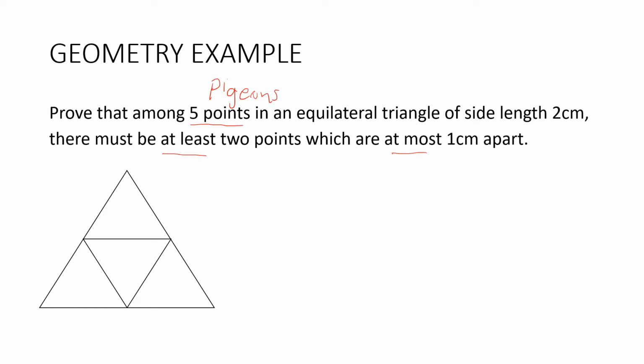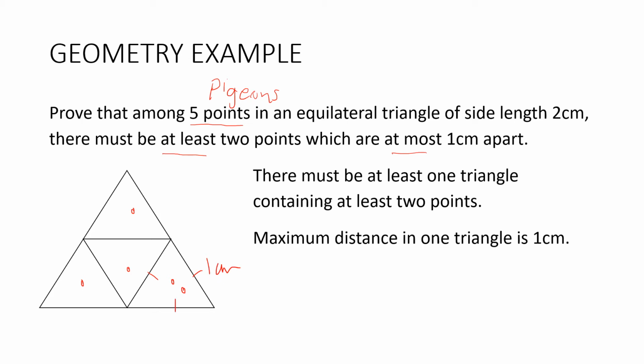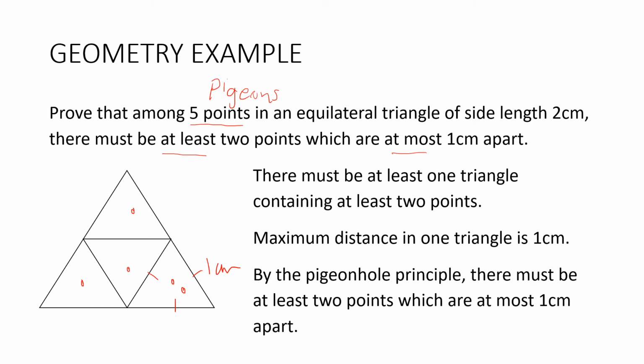Pause the video and have a go and see whether you can finish this question off. All right, so worst case scenario, we're going to put 1 point in each one of these spaces, and then by the pigeonhole principle, a 5th point must go in the same place that there already exists a point. So there must be at least one triangle containing at least 2 points. Now, these triangles are 1 centimeter around the edges. So the maximum distance any of those 2 points can be is 1 centimeter. So therefore, by the pigeonhole principle, there must be at least 2 points which are at most 1 centimeter apart.